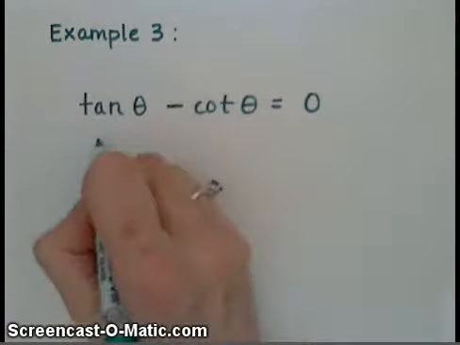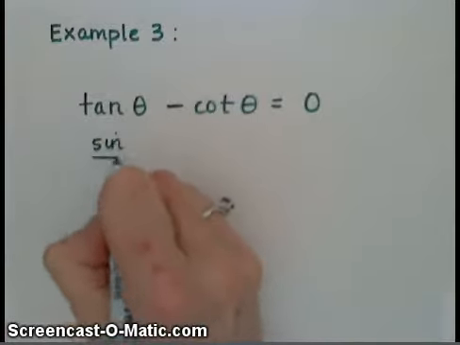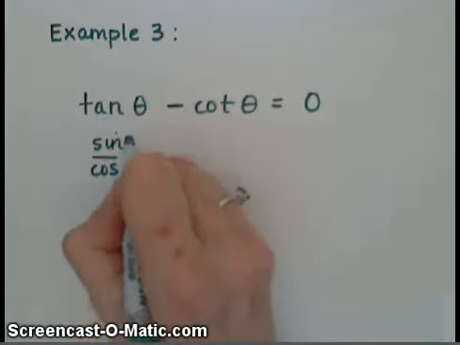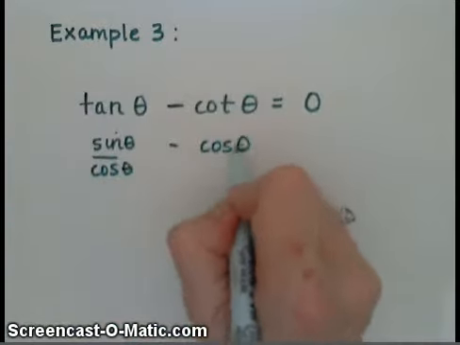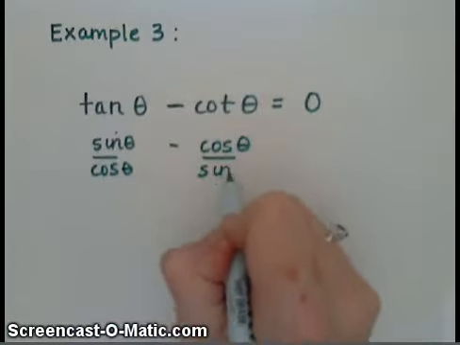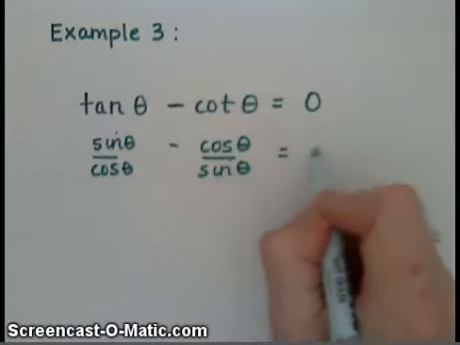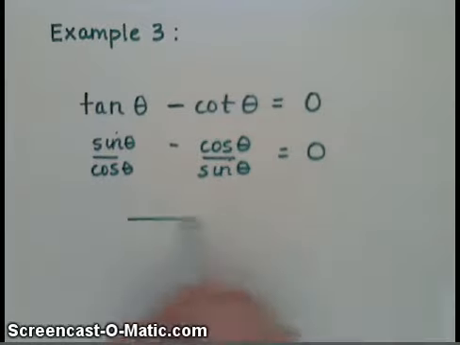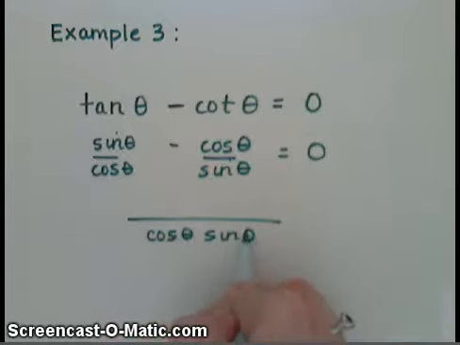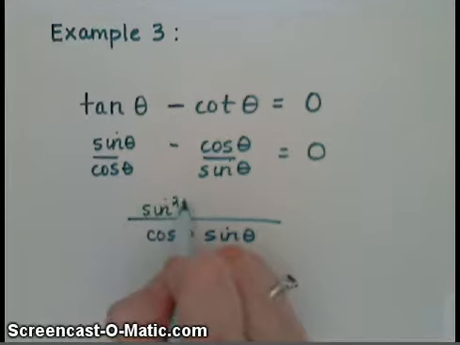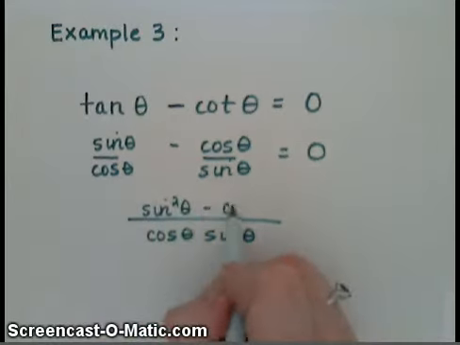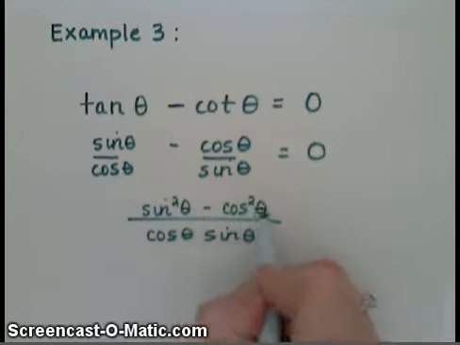So maybe we could do this. This is just an option. What if we put sine over cosine minus cosine over sine equals 0? It's just an idea. Now, the common denominator here would be cosine theta sine theta. This one needs a sine, so it becomes sine square minus cosine square equals 0.